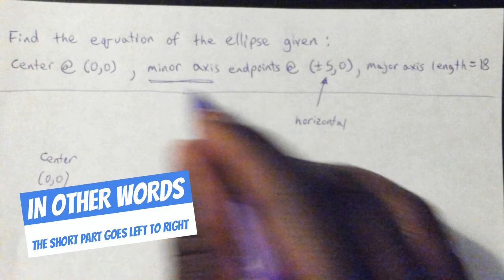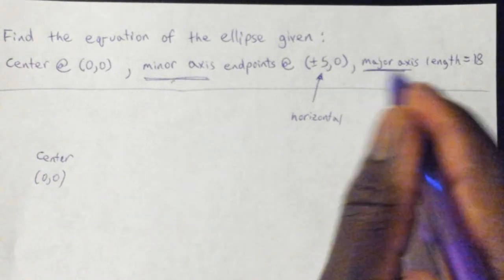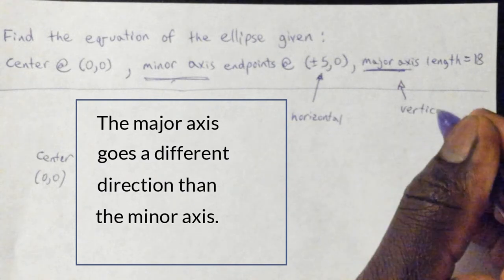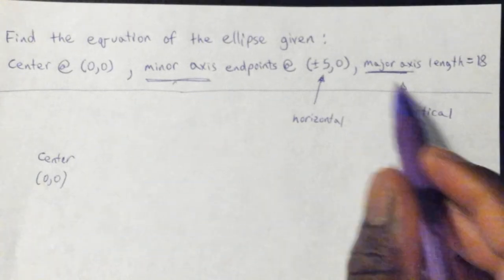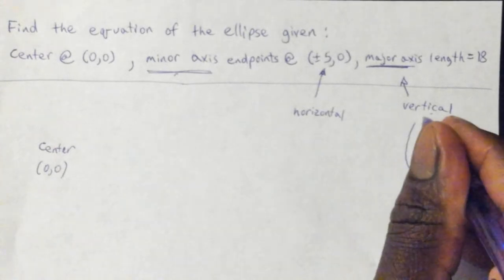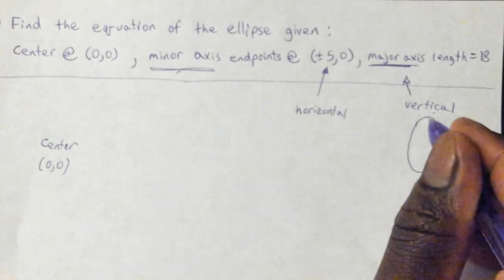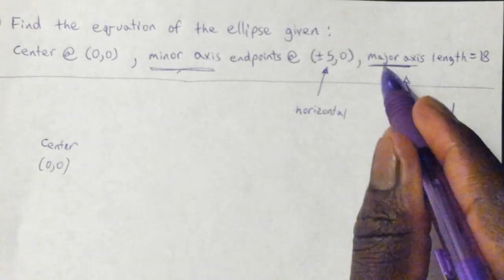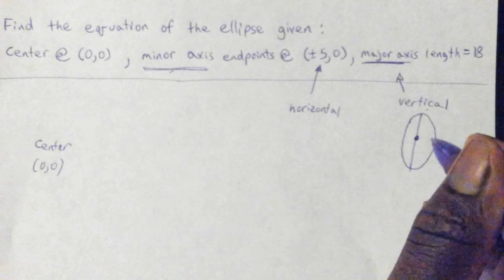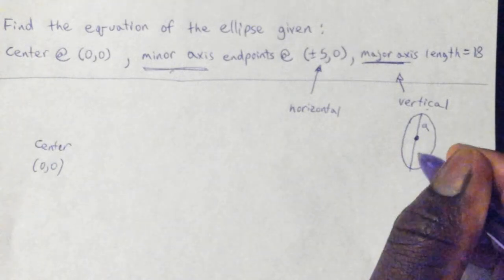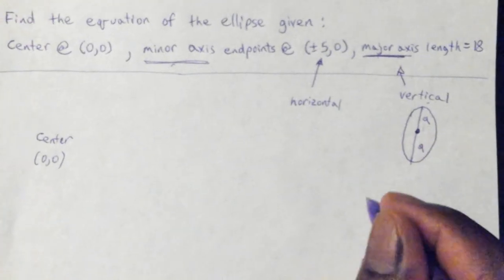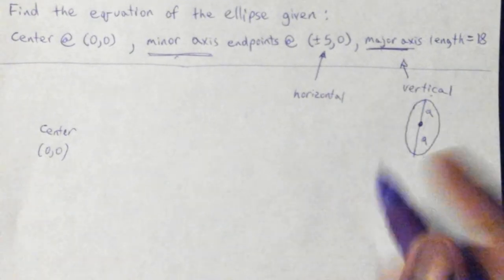What about the major axis? The major axis is perpendicular to that. So if the minor axis is horizontal, that means the major axis has to be vertical. Well, what does that look like? If we drew it, remember that the major axis is the long part. So the long part would be vertical, going up and down. And we're using the letter A to go with that. So one piece of it would be A and the other piece of it would be A. So the whole major axis is 2A long.